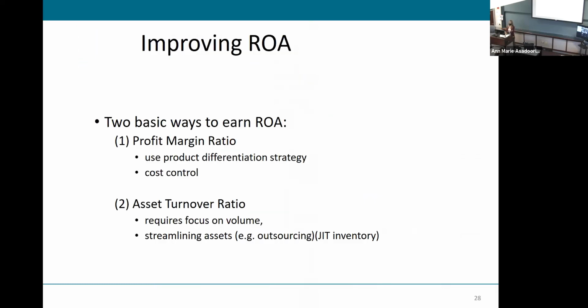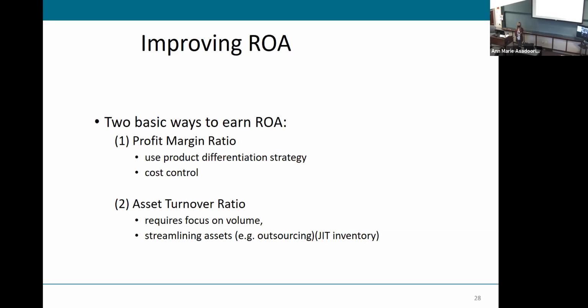Okay, so as I said, managers tend to focus on one or the other. And when you look at the margin and turnover of two different divisions, it's going to help you look at the strategy, which method each one is using. So if you're focusing on the profit margin ratio, then what you're probably focusing on is a differentiation strategy. What that means is you are differentiating yourself from your competitors and able to charge a higher price.